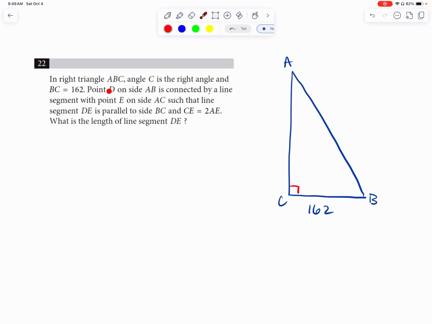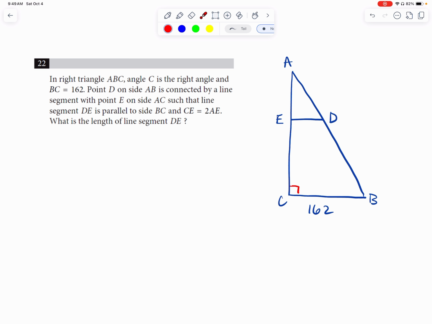Okay. And then we have two other points. We got point D, which is on side AB over here someplace. And we also have point E, which is on side AC someplace. And we want these segments to be parallel, DE and BC, the one that we said was 162. So I'm going to draw myself a parallel line segment right up in here. I don't know exactly where it's at, but whatever. And I know I have an E and a D. Let me make sure I put those points in the right place.